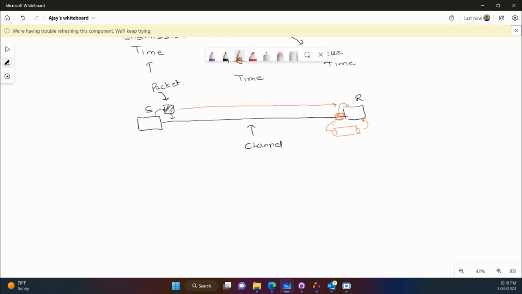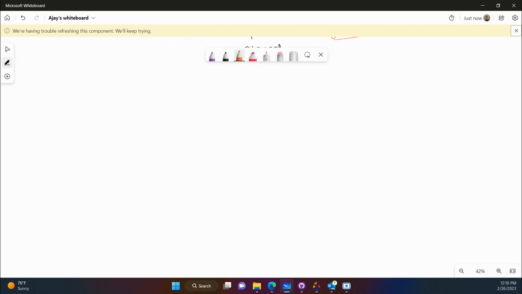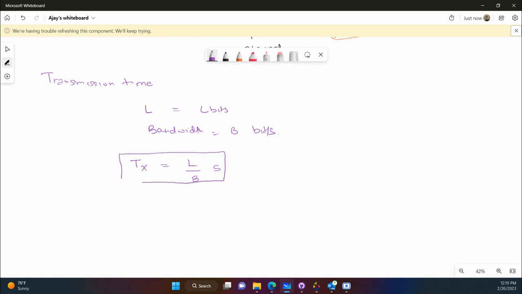Now we will understand this in slightly more detail. We have understood it theoretically, right? This is the transmission time. Assume that we have a packet of size L, meaning it has L bits, and there is a bandwidth equal to B bits per second. Now the transmission time, which we generally represent as Tx, can be calculated as L by B, and it will be in seconds. So this is the formula for the transmission time: the number of bits, representing the length, divided by the bandwidth of that particular medium. It represents the Tx.